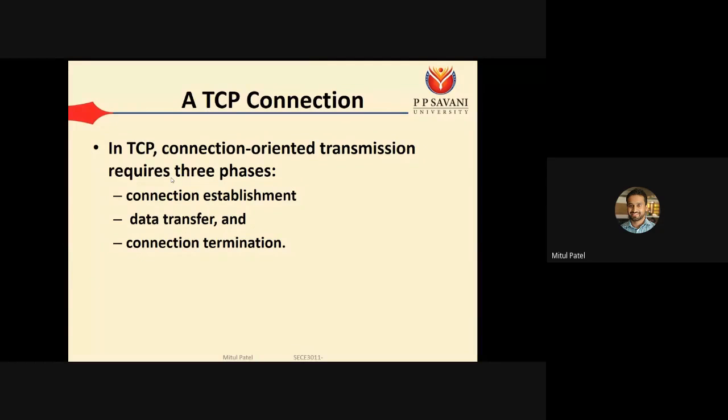Okay, if the process has generated 10 messages at the sending side, all 10 messages must go through the same connection. So that's why TCP is a connection-oriented transmission. While in case of UDP, although the process has generated 10 different messages, all 10 messages can go through different paths. While in case of TCP, all the messages must go through the same connection.